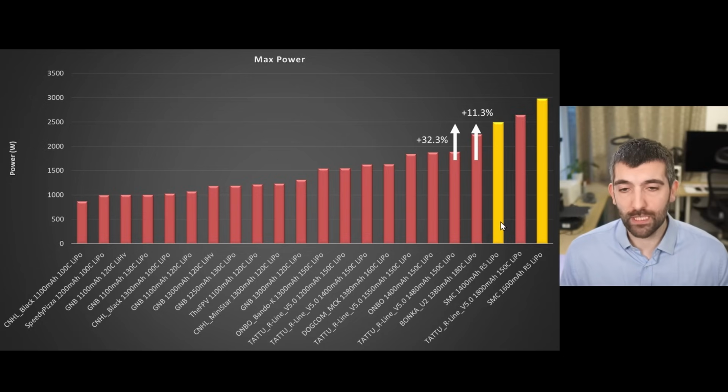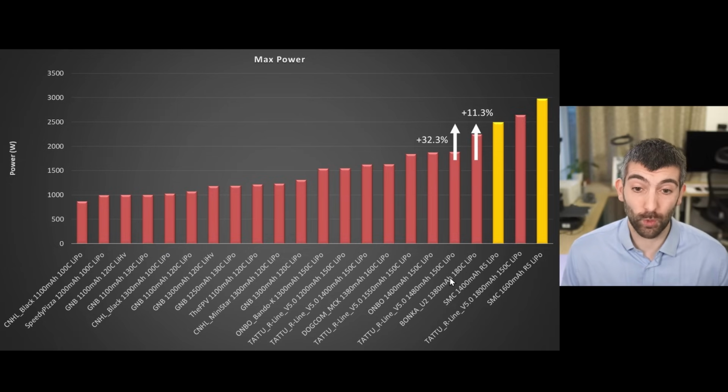If we're looking at the 1400, because I've got more points of comparison for that, it's 11.3% more powerful than the Bonker U2 1380, which is the most powerful 1400 I've ever tested before. And it's about 32.3% more powerful than the Tattoo R-Line V5 1480, which is a bigger, heavier pack, but can't deliver anywhere near as much power as the SMC.